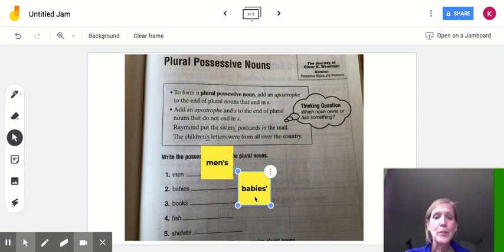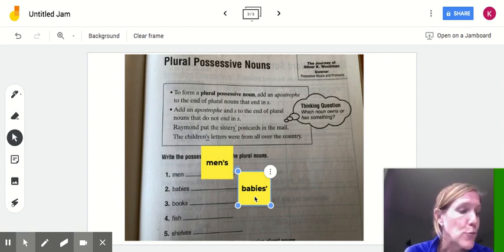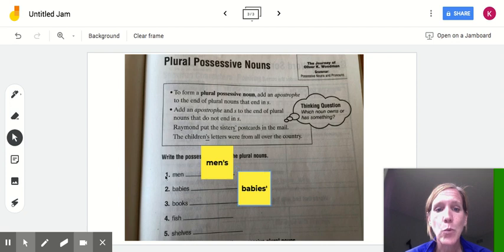You're going to make books, fish, and shelves possessive. Now, fish is another tricky one. Remember, fish, kind of like deer or moose, could be one or more. So think about what you're going to do. And then at the very end, you're going to write 3 sentences for 3 of the possessive plural nouns. So you're going to take one of these and write a sentence with it. Then you're going to take a second one and write a sentence with it. And then you're going to take a third. So you're going to choose from these 5. You're going to use 3 of them to write 3 different sentences on the bottom.